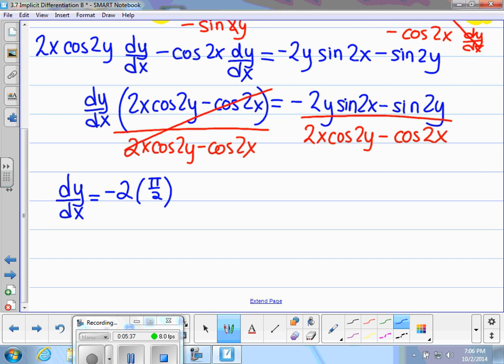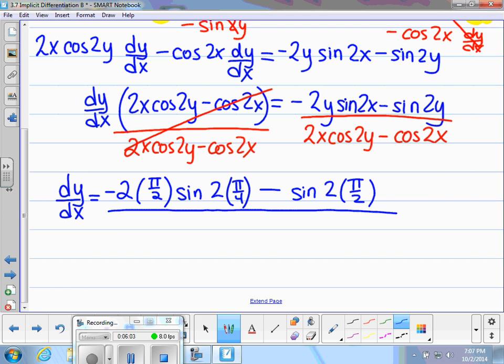Okay, times sine of 2 times pi over 4. All of this is going to have to be simplified later. Minus sine of 2y, which is pi over 2. If you can do it now, great. I'm not going to go ahead and do it and then have you guys say, oh my god, where'd she get those numbers from? So divide.